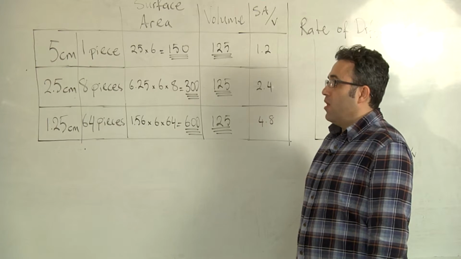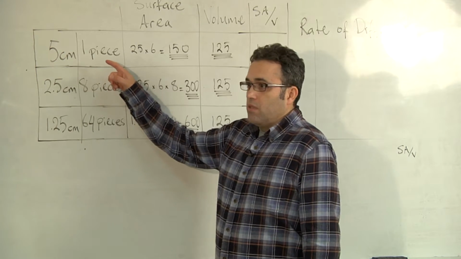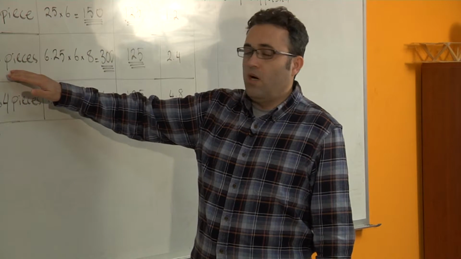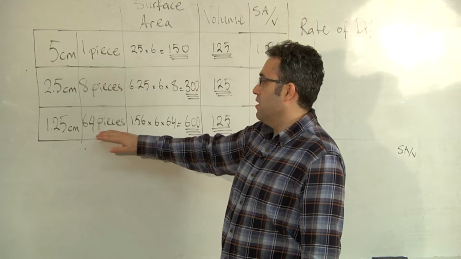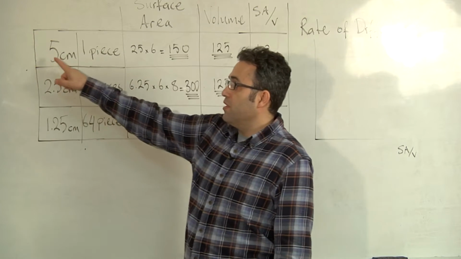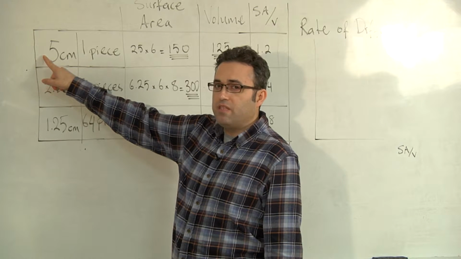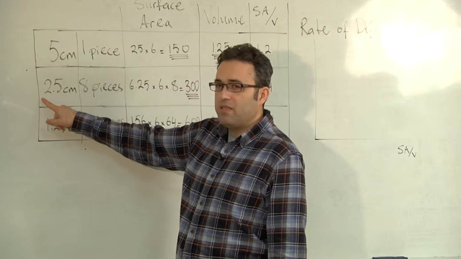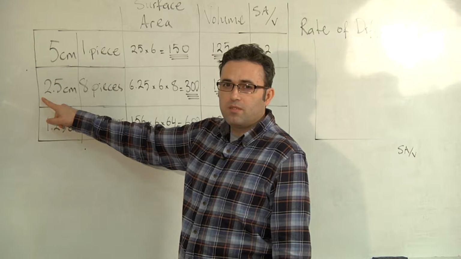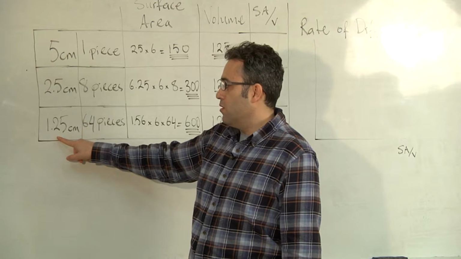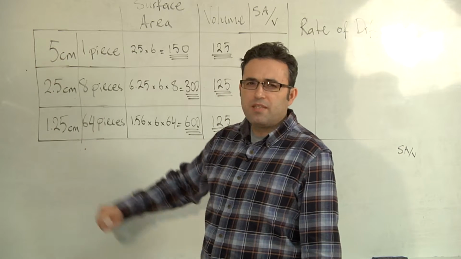We compare 3 model cells that are agar cubes: a whole piece agar cube, a cube divided into 8 pieces, and a cube divided into 64 pieces. A side of the whole agar cube was 5 centimeters. One side of the cube that is divided into 8 pieces was 2.5 centimeters. And for the cube divided into 64 pieces, the side was 1.25 centimeters.